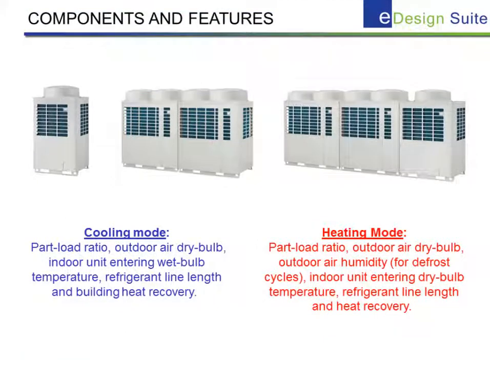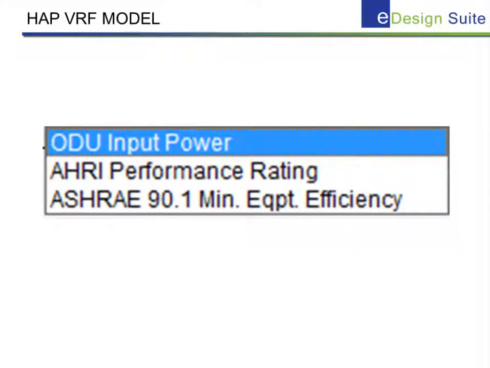First, the VRF model in HAP is highly developed. HAP calculates an application efficiency each hour as operating conditions and loads change. That's why it doesn't use, for instance, an IEER in its part load model. That's much too simplified. HAP offers three major input options for VRF equipment modeling.